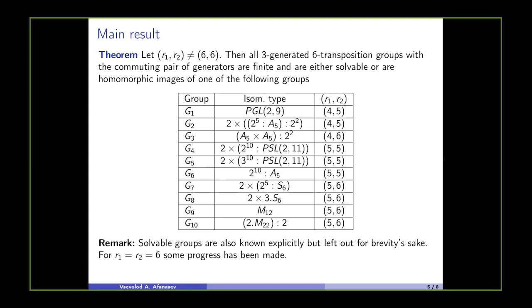For convenience, I'll recall that the double dot means the split extension to be precise, which can also be viewed as a semi-direct product. And the dot here means just a non-split extension, or in this case, it's a triple cover of the S6, and in this case, it's a double cover of the Mathieu group on 22 points. And we also know the solvable groups explicitly, but for brevity, they were omitted from this table.